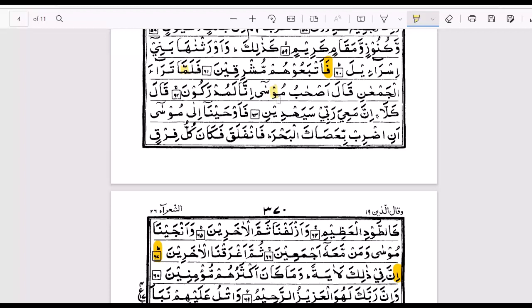Musa. Because you can see that there is a waw sakin and there is a dhamma before it. So we remember we elongate the sound for 2 seconds over here as well. Musa.